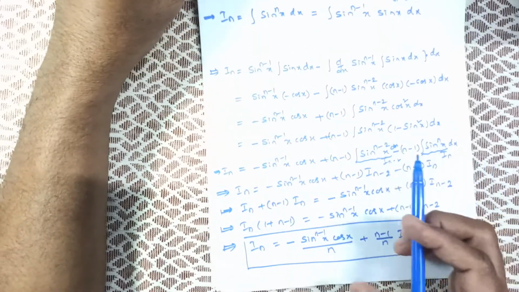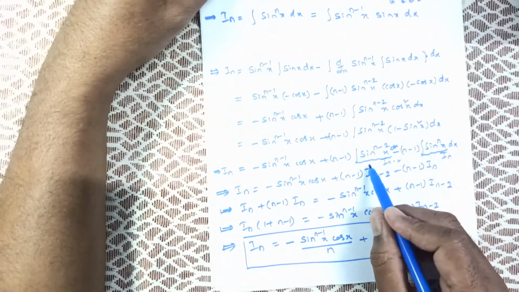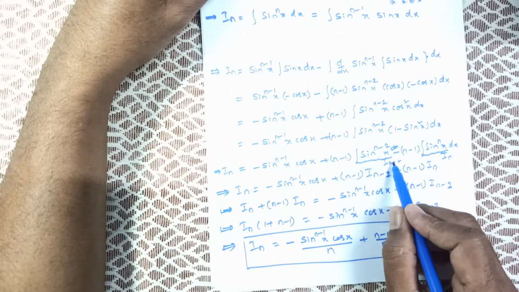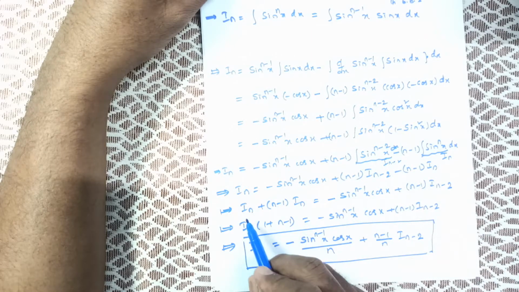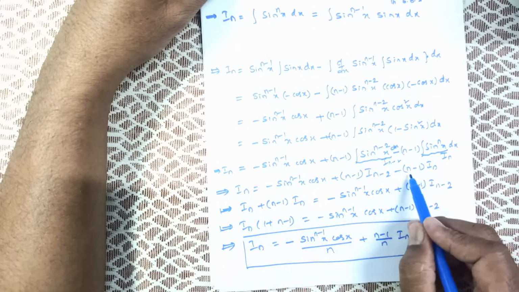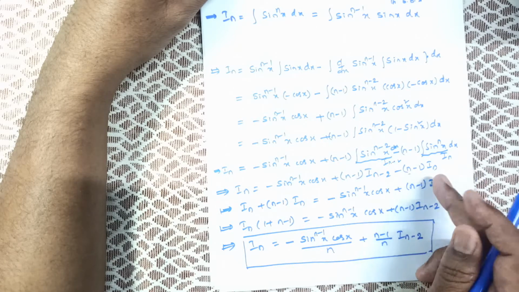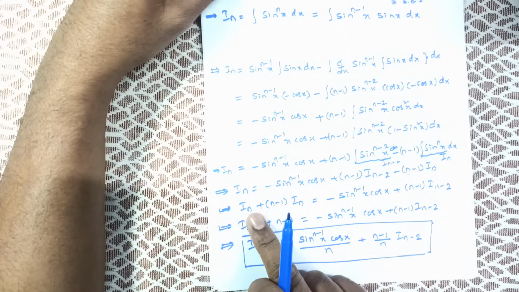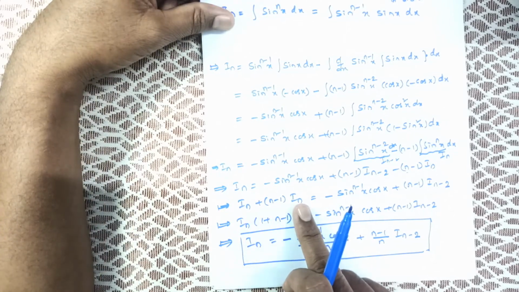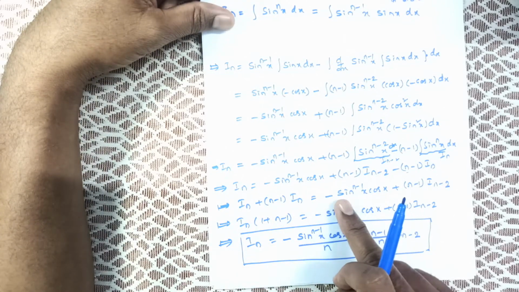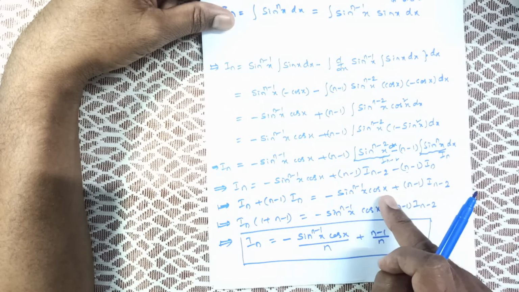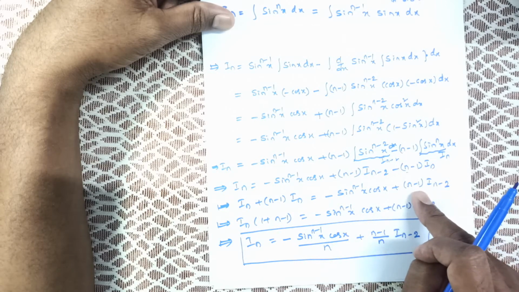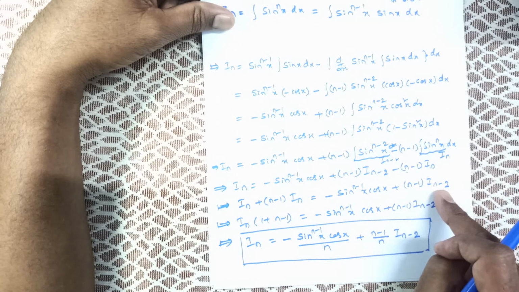That's why we can take this is n minus 2, I suffix n minus 2. So that is I suffix n, this term we are taking to the left side. So here I suffix n is there, here I suffix n is there. So this term we are shifting to the left side, I suffix n plus n minus 1 into I suffix n. So that is equal to minus sin power n minus 1 of x into cos x plus n minus 1 I suffix n minus 2.